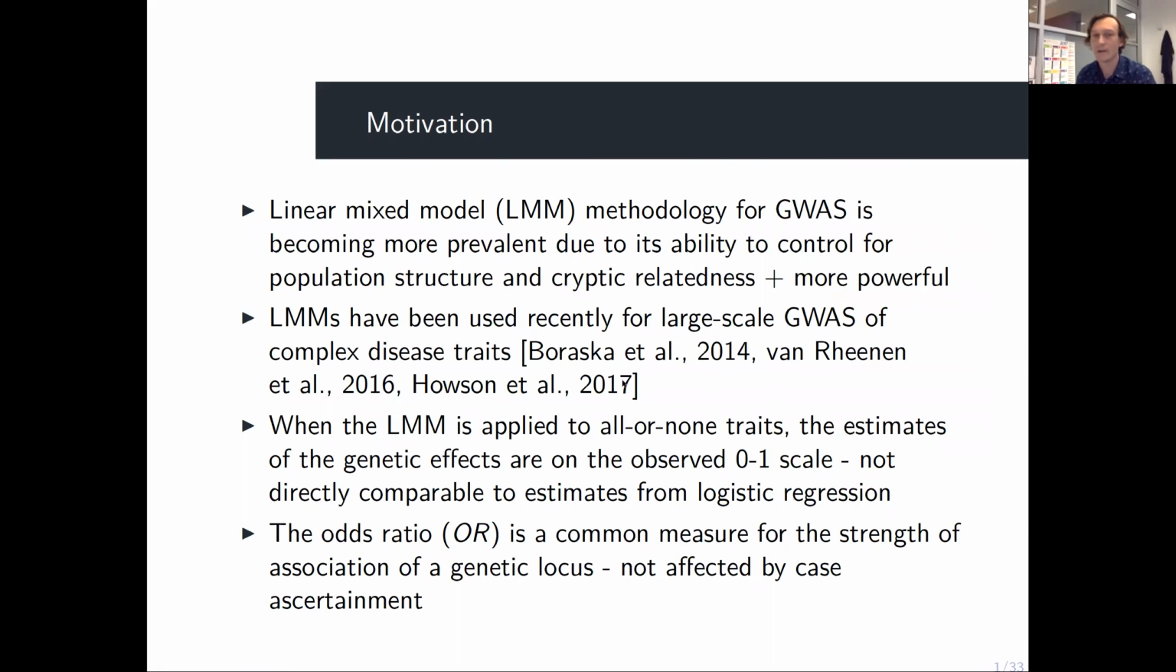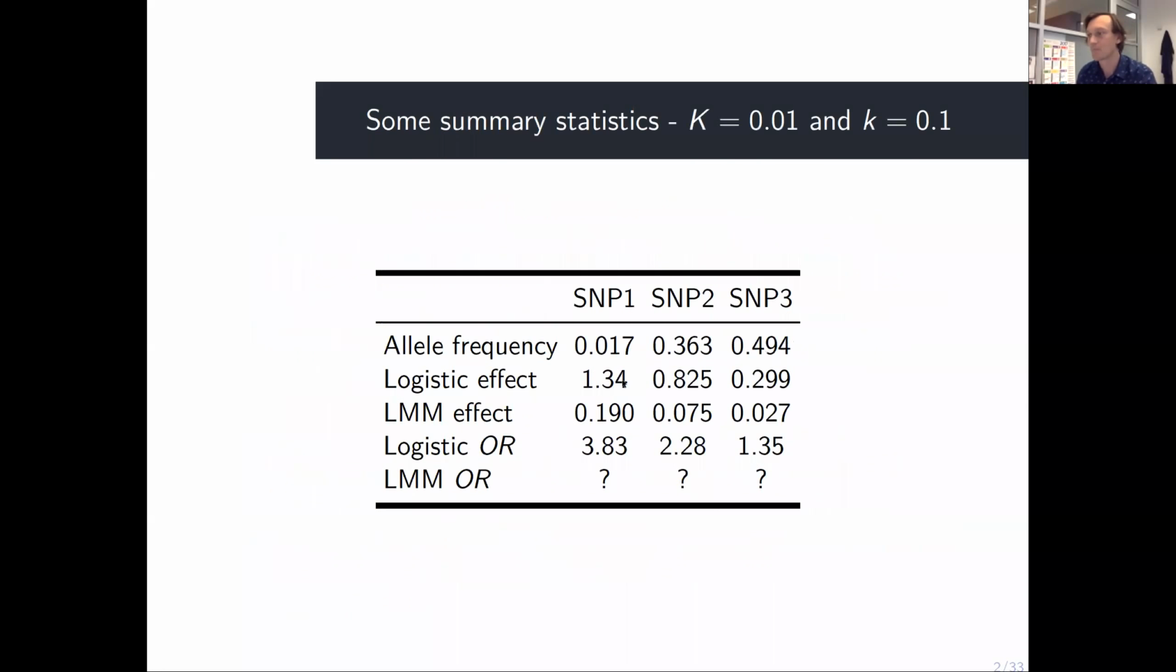The odds ratio is often a common measure used by those who study disease traits for the strength of association of a genetic effect. The nice thing about it is it's not affected by case ascertainment. It's a data neutral measure of the association. So you may want to think about, if you estimate the effects using a linear model, how would you get back to the odds ratio? It's probably a natural place to try and get back to.